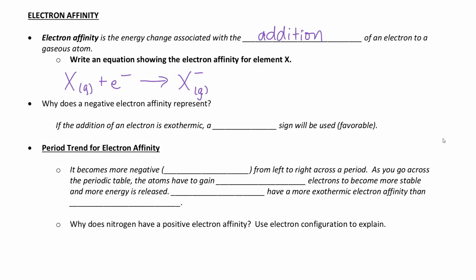I want you to circle, underline, highlight this little blurb here. If the addition of an electron is exothermic, a negative sign will be used, and this means that it is favorable. Energy will be released in this process.